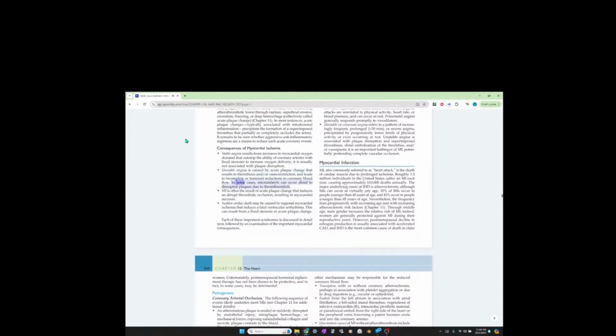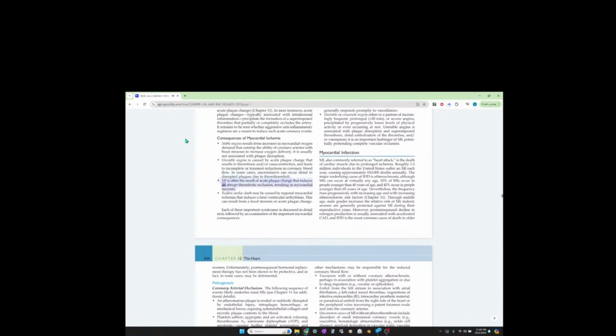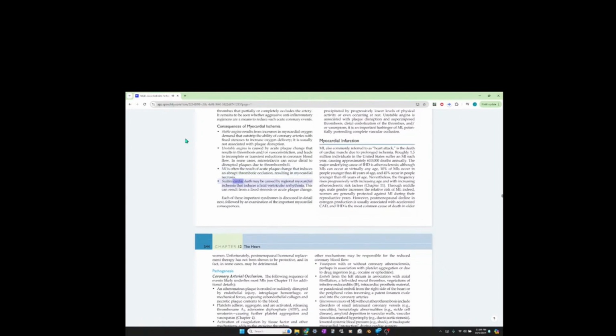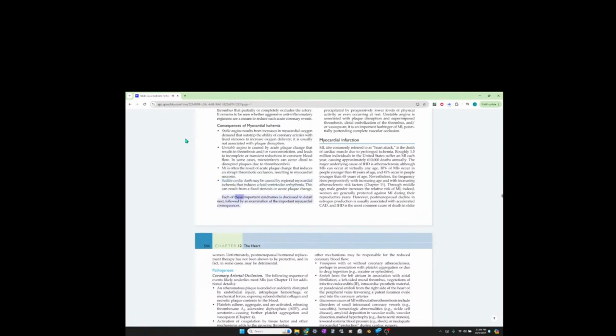In some cases, microinfarcts can occur distal to disrupted plaques due to thromboemboli. MI is often the result of acute plaque change that induces an abrupt thrombotic occlusion, resulting in myocardial necrosis. Sudden cardiac death may be caused by regional myocardial ischemia that induces a fatal ventricular arrhythmia. This can result from a fixed stenosis or acute plaque change. Each of these important syndromes is discussed in detail next, followed by an examination of the important myocardial consequences.